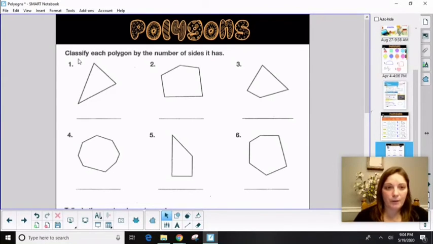So pause your video, see if you can count up the sides and write the name or classification of each of these polygons. All right, let's check how you did. Number 1, 3 sides is a triangle. Number 2, I count 1, 2, 3, 4, 5 sides is a pentagon. Number 3, 1, 2, 3, 4 sides is a quadrilateral.